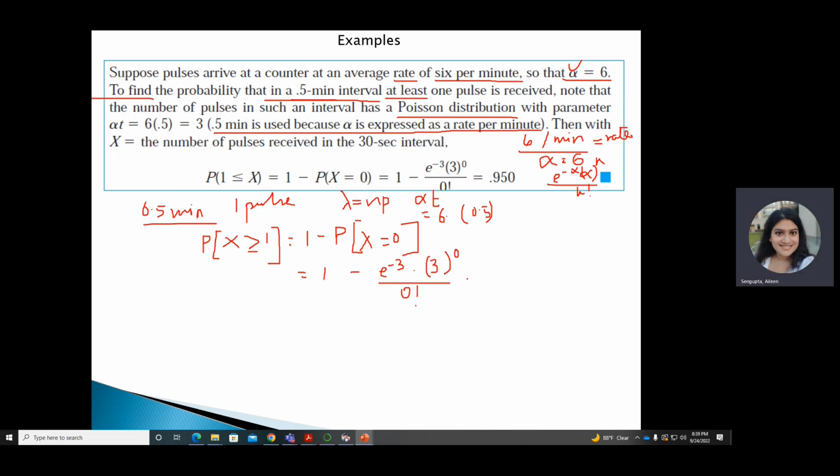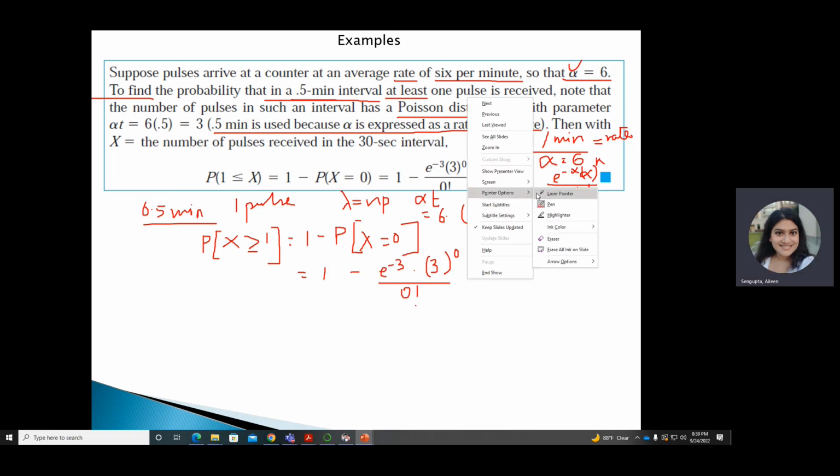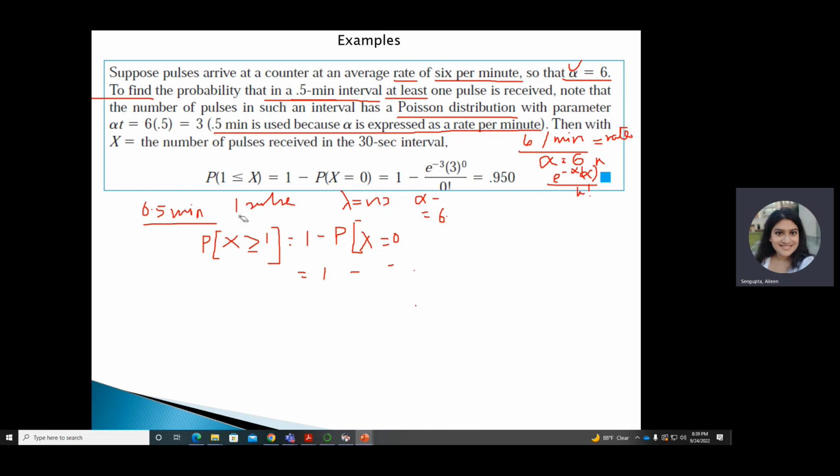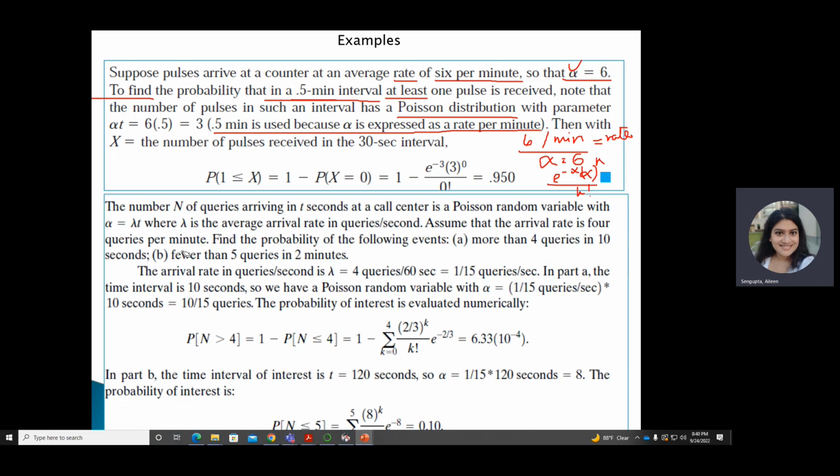So let me erase all of this because we have more parts coming up. So just be careful, okay? That there is a specific rate given to us, but we might have a different time interval in which we are trying to actually find out the probability. Okay, so let's move on.